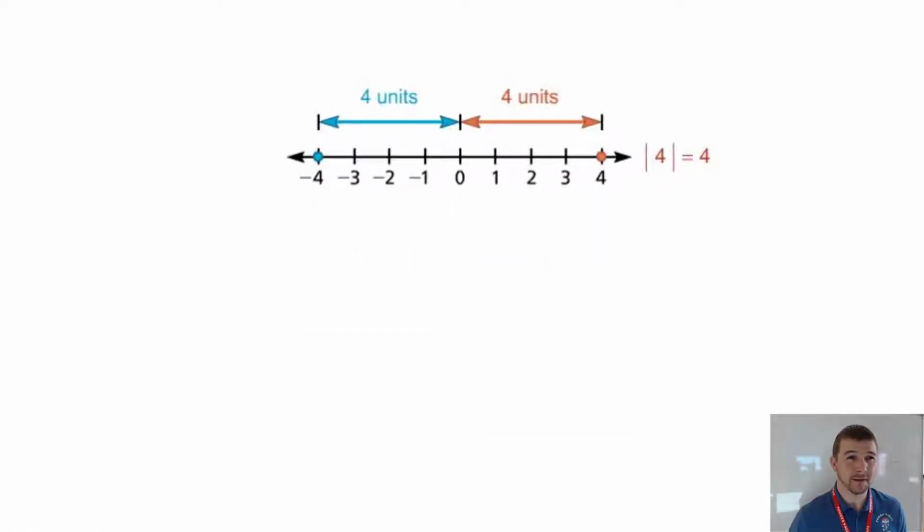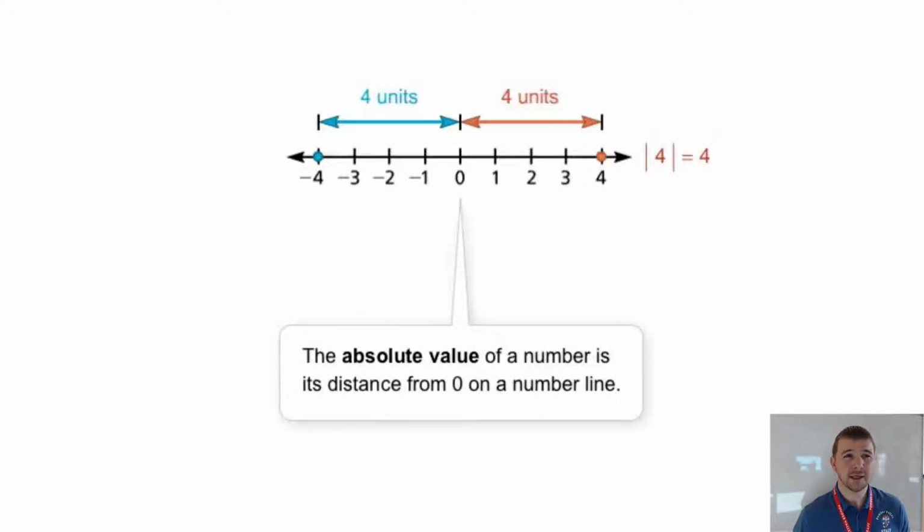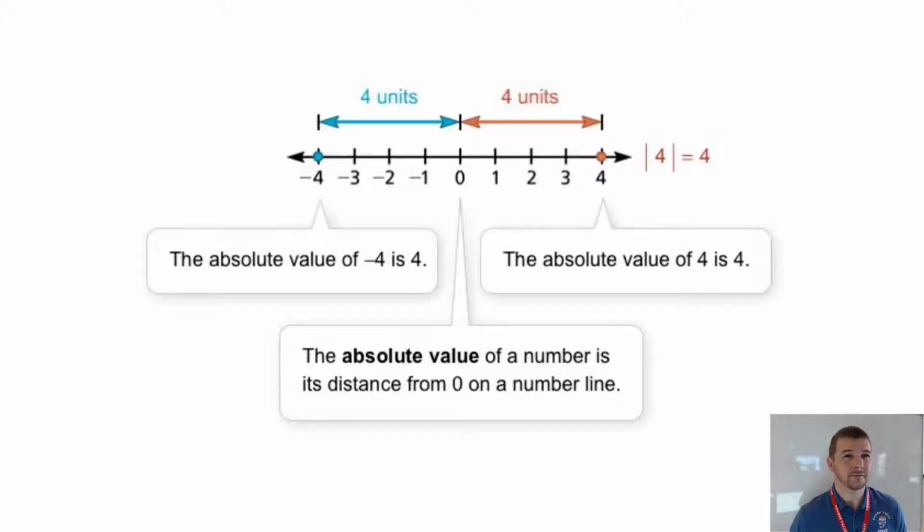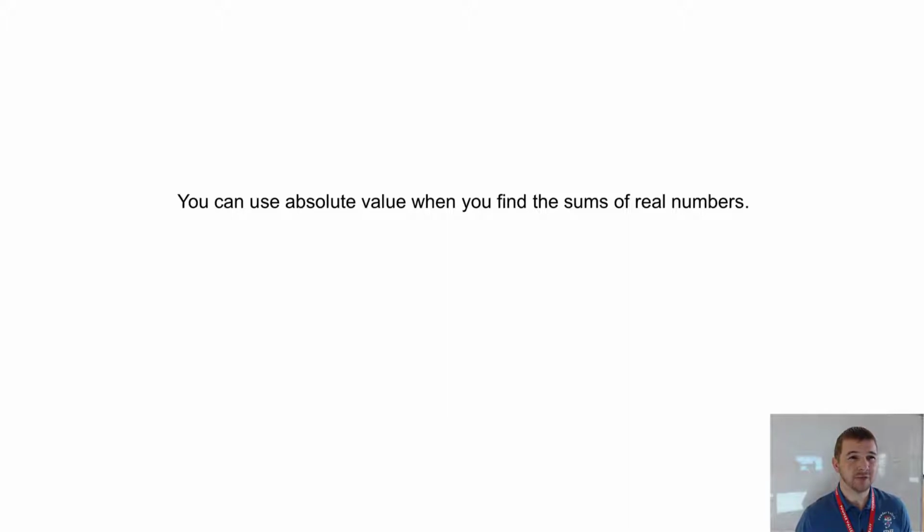We can see that here on a number line. Note negative 4 is 4 units from 0 on the number line. Positive 4 is also 4 units from 0 on the number line. And recall, the absolute value of a number is its distance from 0 on a number line. You can use absolute value when you find the sums of real numbers.